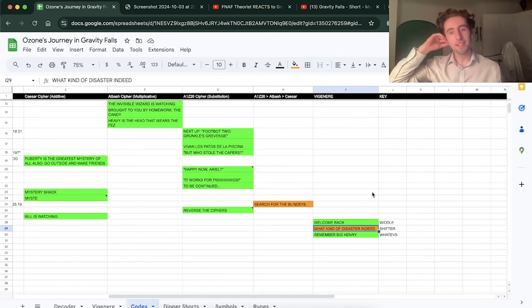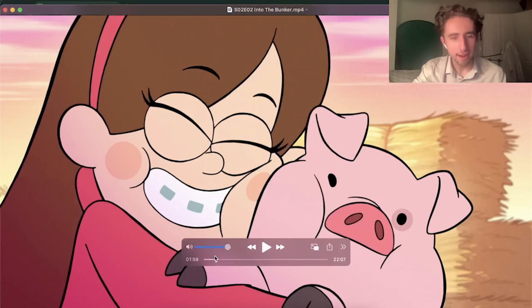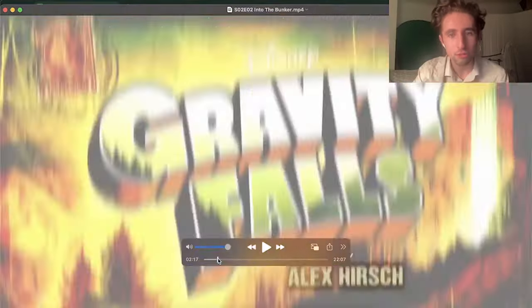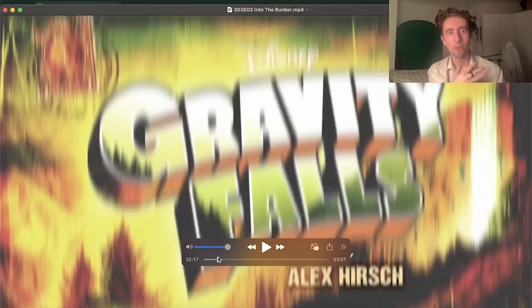But there's actually a bigger plot point here that I completely missed, is that Dipper has a good point. Why is this here? So that's something I want to explore right now, are there any clues as to what kind of disaster? Because I asked for help, basically, on that code. What does it actually mean?